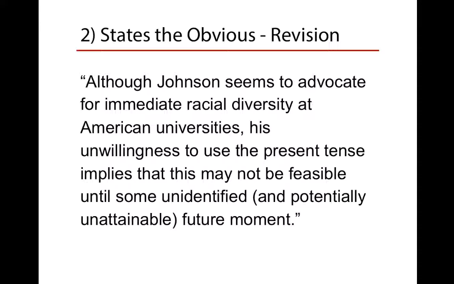Although Johnson seems to advocate for immediate racial diversity at American universities, his unwillingness to use the present tense implies that this may not be feasible until some unidentified and potentially unattainable future moment. This thesis statement finds a provocative conflict between what Johnson says, immediate racial diversity, and how he says it, his use of verb tenses. Some of the best analytical work does this kind of detective work to uncover non-obvious conflicts between what a text says and how it says it.